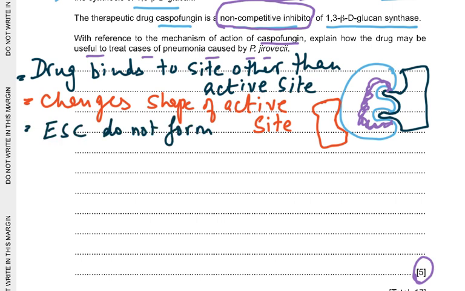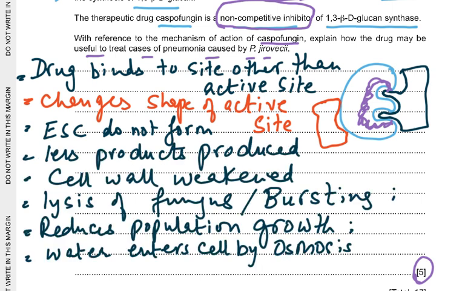Now you could have said enzyme-substrate complex not formed, or you could have said substrate cannot bind to the active site, or you could have said active site no longer complementary to the substrate. Any of those words can be used. So these were all the points that were possible. Fewer products produced, cell wall weakened, lysis or bursting of the fungus, reduces population growth. Naturally, the fungus should multiply very rapidly. From 100 they should become 200, to 400, to 800. But this is going to stop the population growth of the fungus, and water will enter the cell by osmosis because of the weakened wall, and that will result in, of course, the fungal cell bursting.